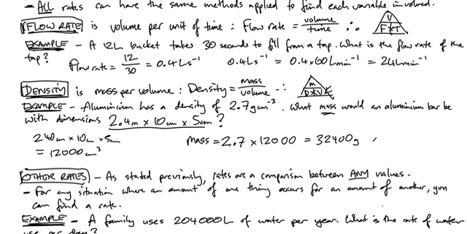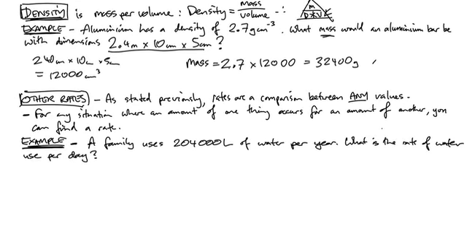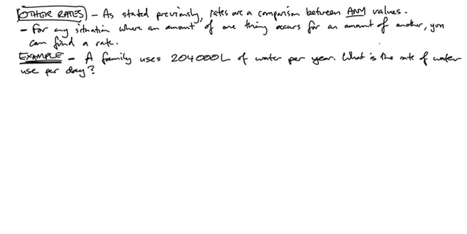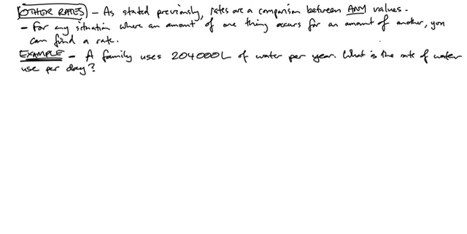Okay, and then finally the last set of questions that you're going to have to do in this little section is other rates. So when we first talked about rates in my first video about rates, I said rates are just a comparison between any different values. So for any situation where you have an amount of one thing for an amount of another thing, you will be able to find a rate. So you cannot remember absolutely every different comparison for every different rate. You can work it out.